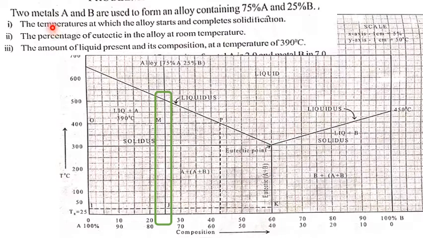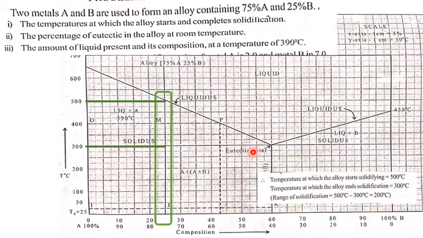Next, you have to measure the temperature at which the alloy starts and completes the solidification. As it intersects with the liquidus, that is the temperature at which solidification starts, and the eutectic temperature is nothing but the end of the solidification line. So we can see the start of solidification is 500 degrees Celsius, and the end of solidification is 300 degrees Celsius. So the range of solidification is 200 degrees Celsius. So within 200 degrees Celsius, the start and end of the solidification process is going to take place.